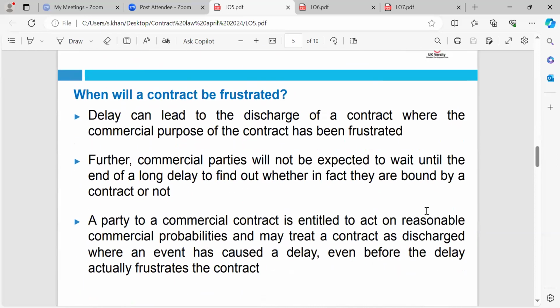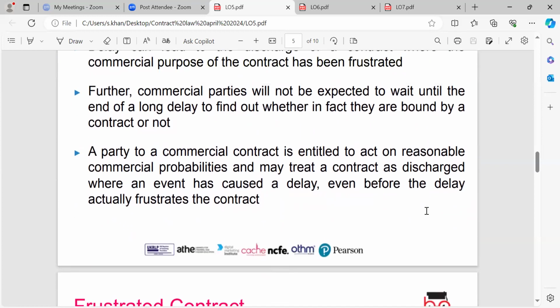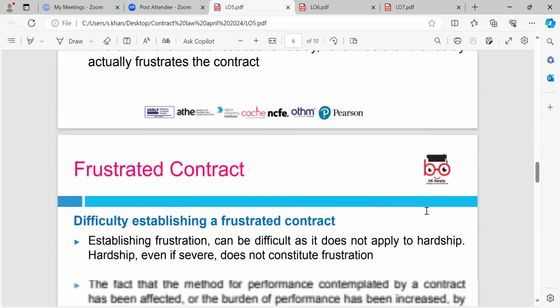When will a contract be frustrated? Delay can lead to the discharge of a contract, as I've mentioned, where the commercial purpose of the contract has been frustrated. Further, commercial parties will not be expected to wait until the end of a long delay to find out whether, in fact, they are bound by the contract or not. A party to a commercial contract is entitled to act on reasonable commercial probabilities and may treat a contract as discharged where an event has caused a delay, even before the delay actually frustrates the contract.